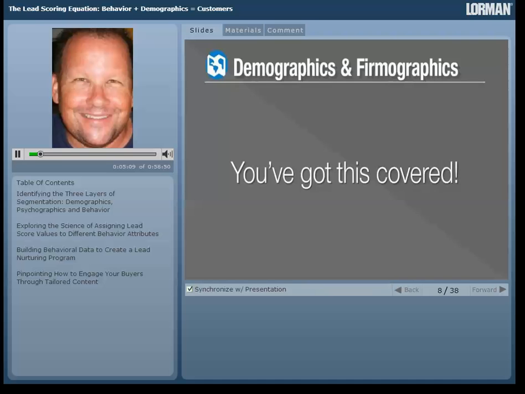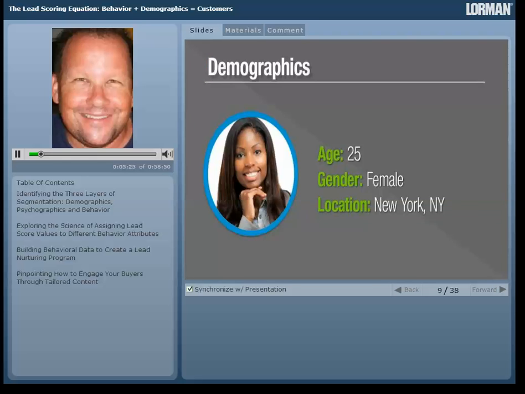I'm going to spend absolutely no time on this layer because you've got this covered. This is a segmentation tactic that's been used by marketers forever. So not much to say here other than, okay, demographics and firmographics. You're looking at your basics: age, gender skew, geos, and firmographics as well: job titles, company size, industry, those types of things. So these are things that marketers have been working with for quite a while.